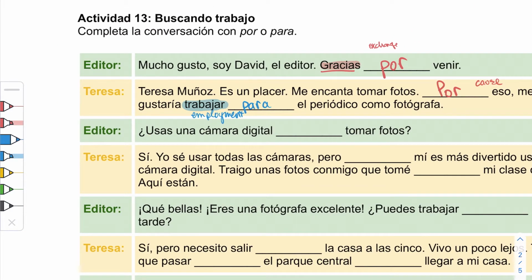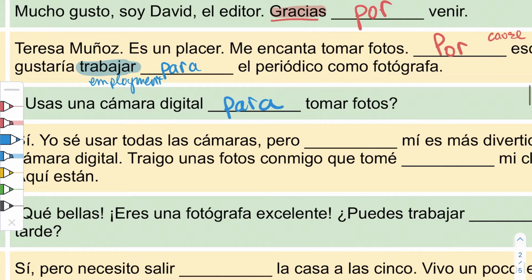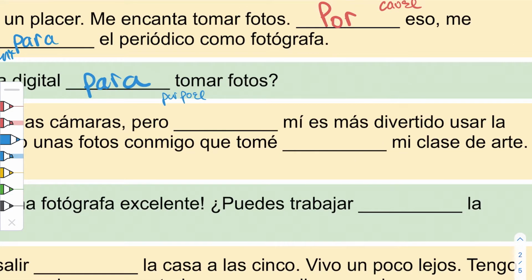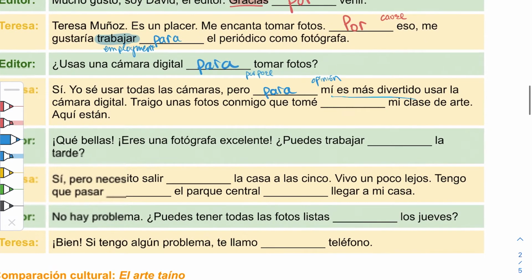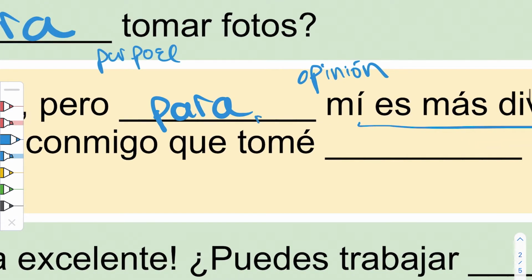Usas una cámara digital para tomar fotos. Para tomar fotos is the purpose of your camera. Pero para mí es más divertido. That doesn't really fit one of our perfect categories either. Para mí is used to express opinion. Es más divertido is my opinion. You could think of it as a recipient of emotion, if that helps.